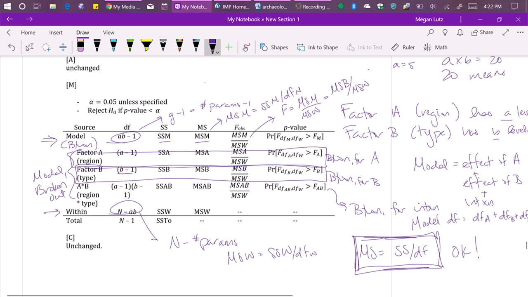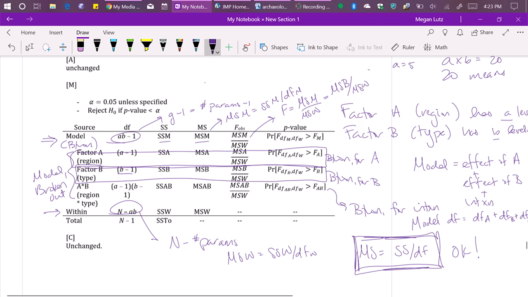So the last thing we need to look at is where these F tests come from. The F for the model is mean squares for the model divided by mean squares W. And that's if we want to test just those 20 means separately, so that overall model question. But we've also said that that's not a very interesting question.